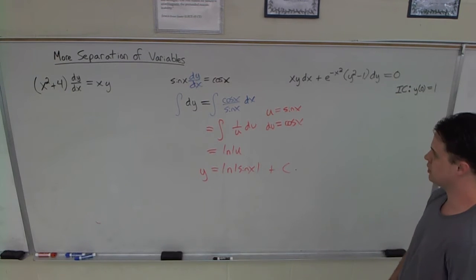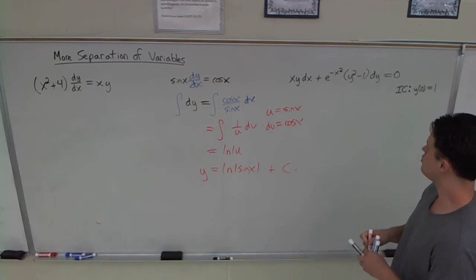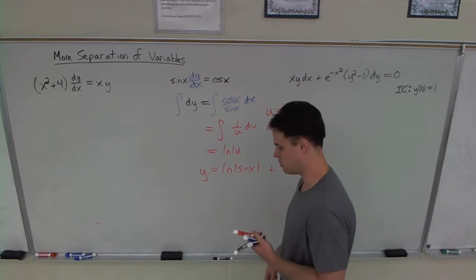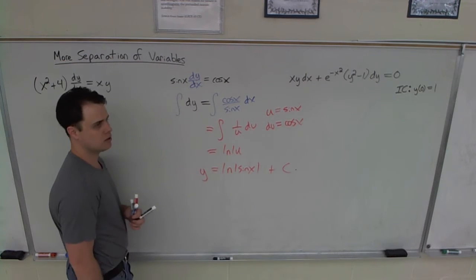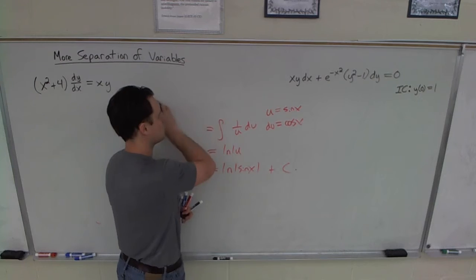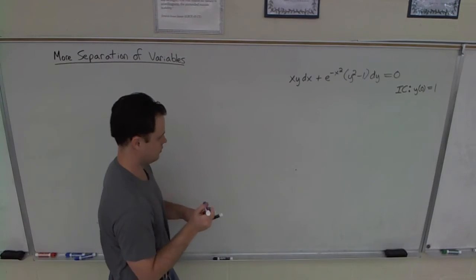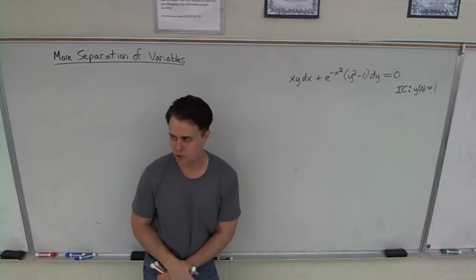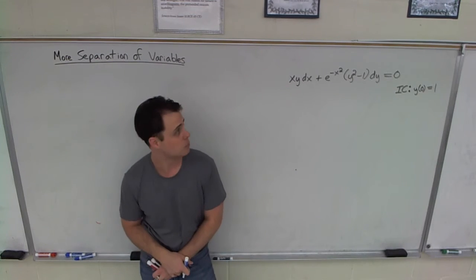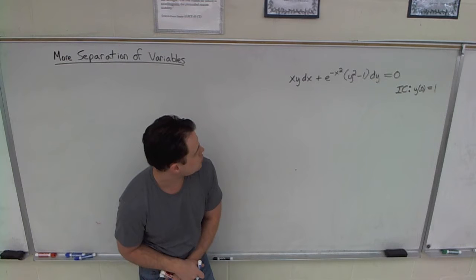So, okay. Let's do another one. This one's longer. I don't know if that means it's going to be harder. If we can separate it, I think we're going to be good. So I'm going to get these ones out of the way. Okay. So I've got an initial condition. We'll find a particular solution in this family. But let's solve it for the general solution first.